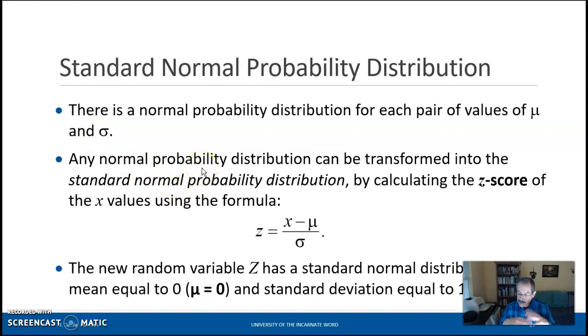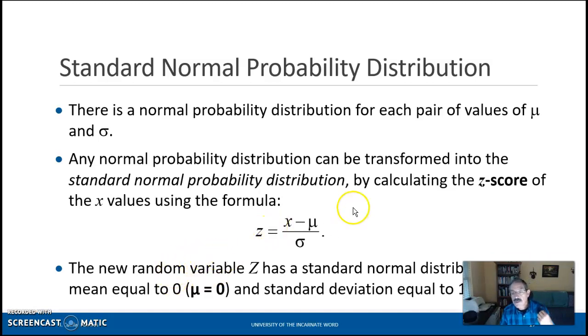However, any normal distribution can be transformed into what is called the standard normal probability distribution by calculating what is called the z-score. The z-score, all it is, we take each value of the original normal distribution and subtract its mean. By doing that, we are shifting the distribution to be centered on 0. And then all those differences, the value minus the mean, we divide by the standard deviation. That means we're standardizing those differences so that the standard deviation of this new standardized normal probability distribution is 1.